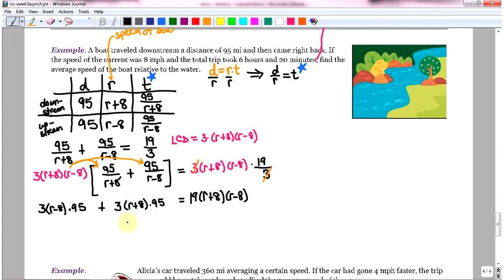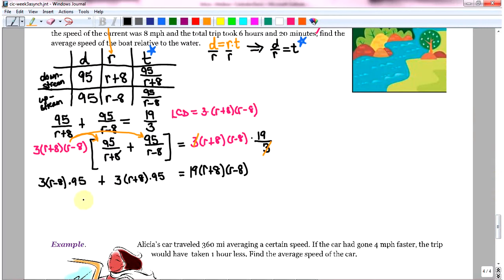Okay, so we have a lot of terms here, but these expressions you've seen before. You just have to do it one step at a time to simplify. So we'll do 3 times 95, just getting my calculator handy here. 3 times 95 is 285. So we'll have 285 times r minus 8 plus another 285 times r plus 8 equals 19 times. Well, we can use FOIL to multiply those out, and once you do, you'd get r squared minus 64.